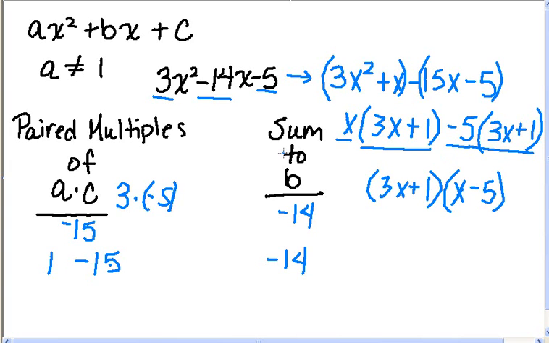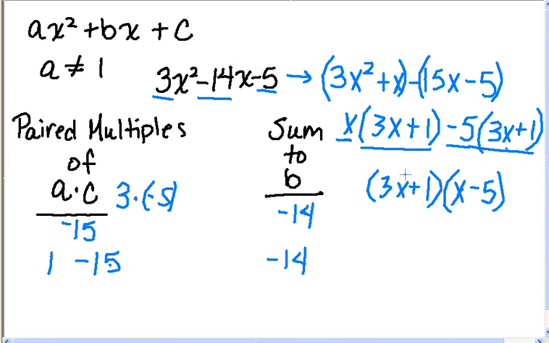The first step, again, was to come up with the paired factors of a times c that sum to b. Then I rewrite the original problem, plugging in for my b term my two multiples, and then I use the grouping method. Remember, the grouping method is that I pull out whatever they have in common, and then my second factor is whatever they have up front.